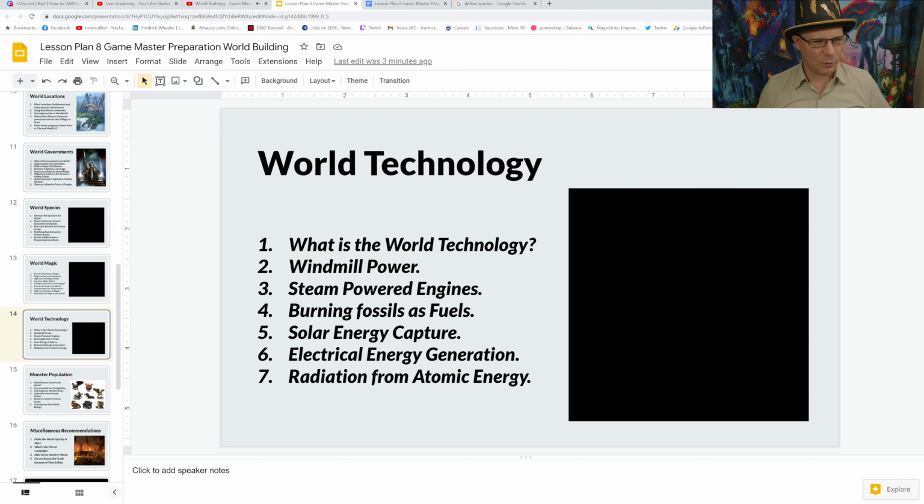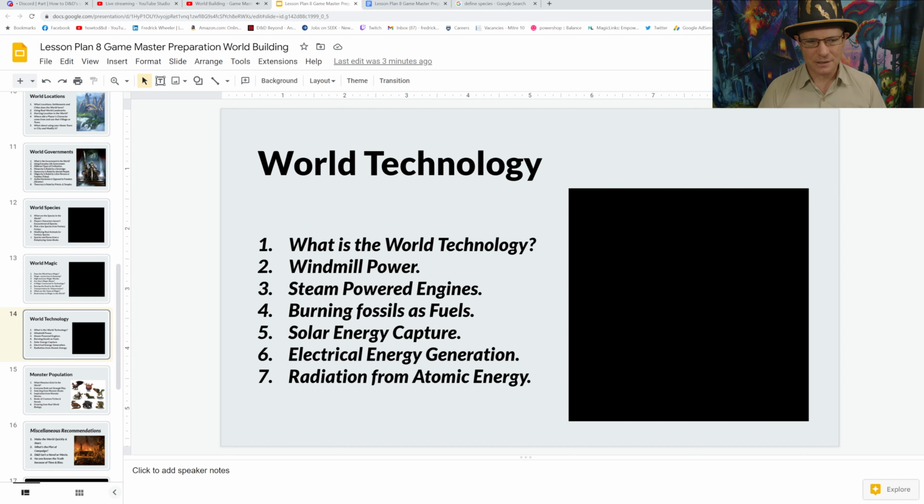Okay, world technology. What is the world technology? So windmill power. That's a very simple type of energy or technology that's been around for ages. It's probably one of the very first technologies you would have. Fire might even, obviously fire would come before that, but then do I need to add in every single one? Do I need to add in the concept of fire?